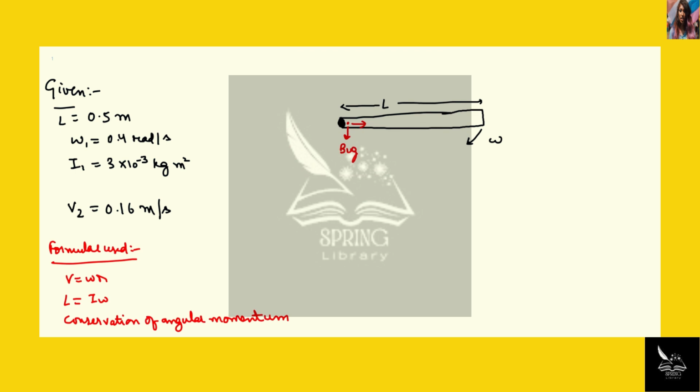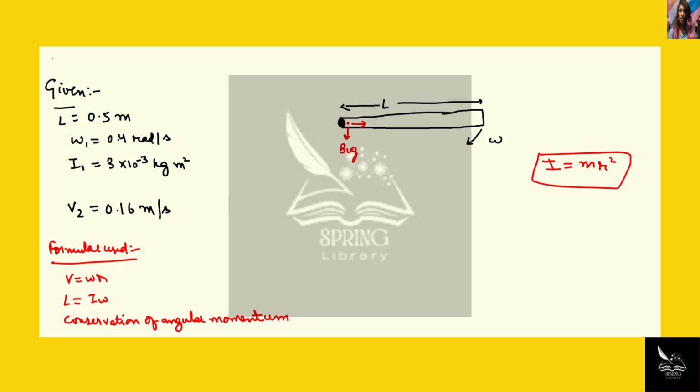Welcome to problem number 10.48, chapter 10, Dynamics of Rotational Motion. We are given a rod with one end fixed, which is the axis of rotation, and the rod can move with some angular velocity. Initially, the bug is at the position of the axis, so it doesn't contribute to the moment of inertia, because I equals mr squared, the usual formula.